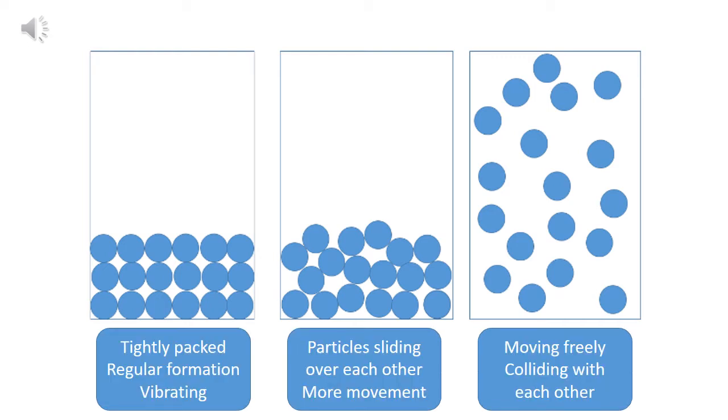If you went for the describing challenge and you're using your words, for the solid one, you probably said something like they are tightly packed. They are in a regular formation, or you might have said a pattern. They are vibrating. For a liquid, the particles are sliding over each other and they have more movement. And for a gas, they are moving freely. They are colliding with each other. They are moving more than the liquid.